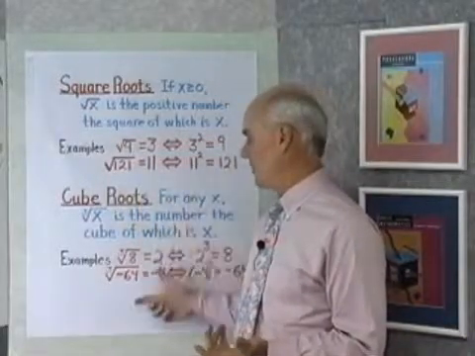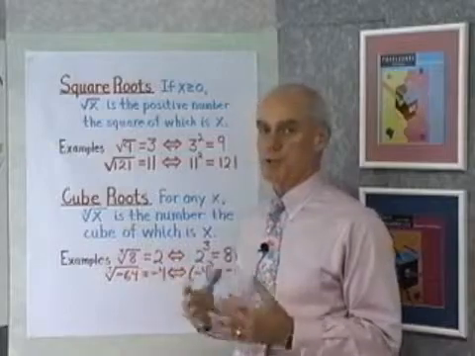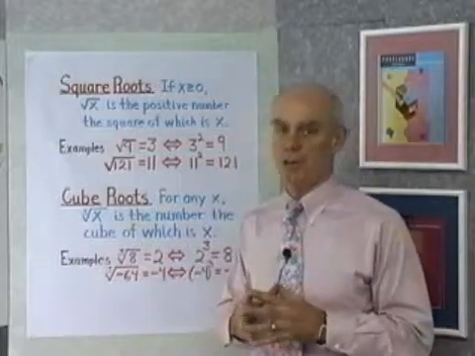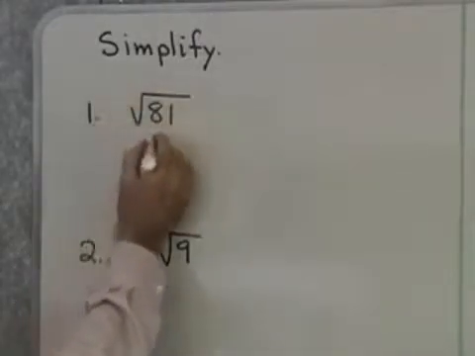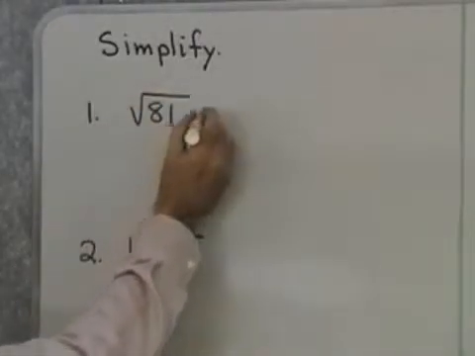Now we have cube roots over here, which are numbers that we cube to get what's inside there. But first, let's go to the board and look at some square root problems. It says simplify, and the first one I have is the square root of 81. Well, that's the number that I square to get 81. That's what this stands for, the positive number I square to get 81.